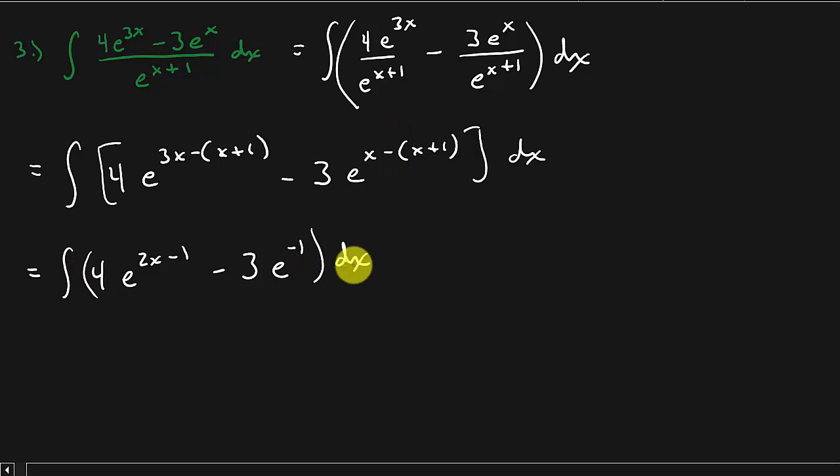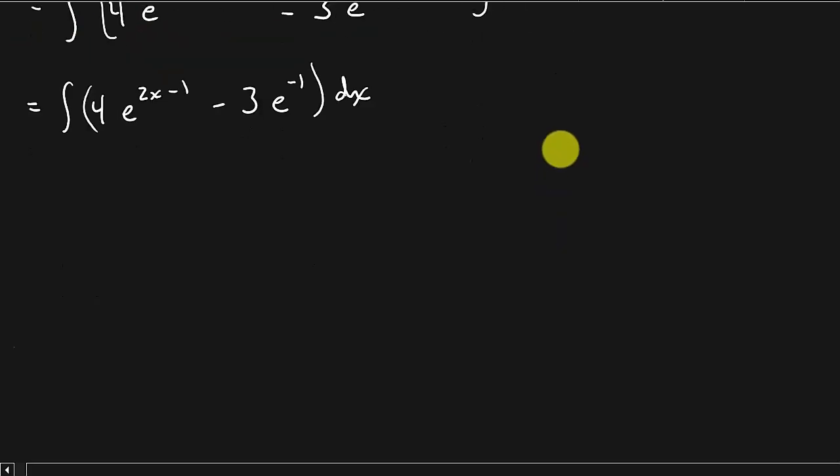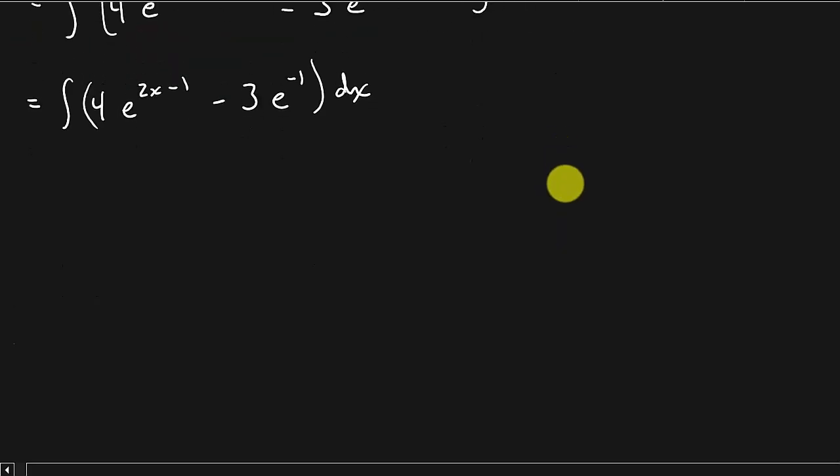All right. Now, what do we need to do here? Well, I'm going to need to use u substitution on this one. This one I don't need to use u substitution. So let's split them up. Okay. So this is going to be, and I'm going to bring the 4 out, the integral of e to the 2x minus 1 dx, minus the integral of 3e to the negative 1 dx.